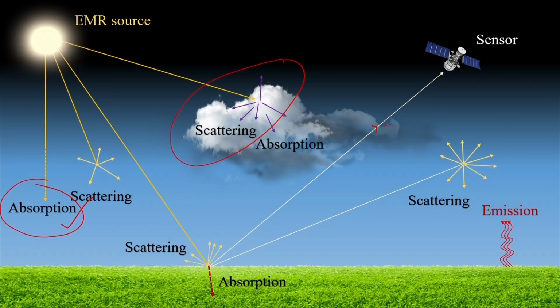Now what happens when some amount of energy is absorbed by the target? To maintain the surrounding temperature, the object has to release the extra energy, right? That extra energy will be emitted in the longer wavelength region, and at the same time we have emission from the atmosphere, right? These two pieces of information will be captured by our thermal infrared sensor, right?